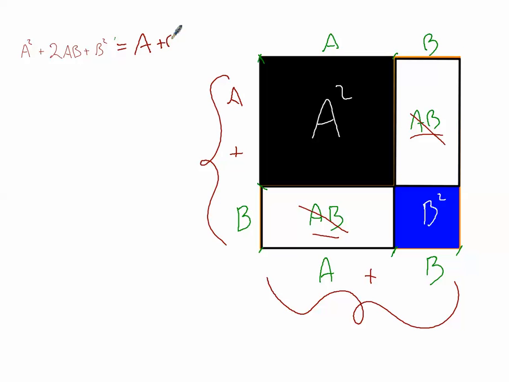So a plus b times a plus b. But wait! There's still the squared ones. We did the length times the width to get the area, and we added all of these rectangles together, right? So a squared plus 2ab plus b squared is equal to a plus b times a plus b, right? But what do you say when you have two terms that are identical that you're multiplying together?